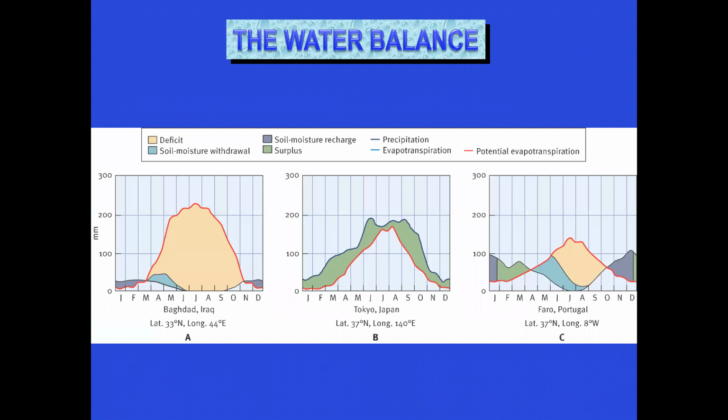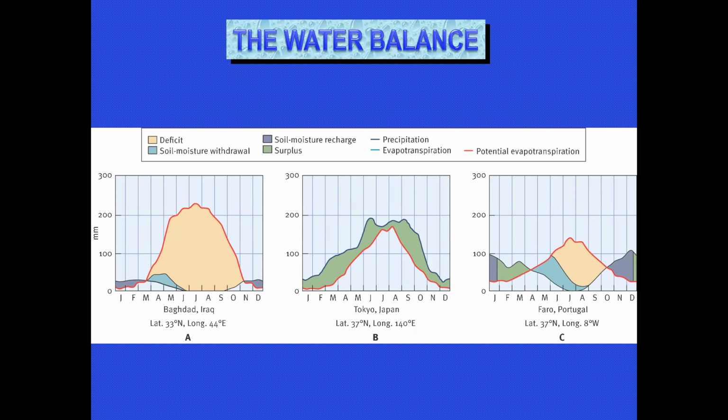Okay? And here are some examples from your book. Here's the city of Tokyo, Japan. Notice they are in surplus the entire year. This is Baghdad in Iraq, where they are in deficit for a big 1, 2, 3, 4, 5, 6, 7, 8 months of the year. Here you have a place like Faro, Portugal. So they have a deficit 1, 2, 3, 4, 5 months of the year, and they have a surplus 1, 2, 3, 4 months of the year. So it's a seasonal thing in many places.